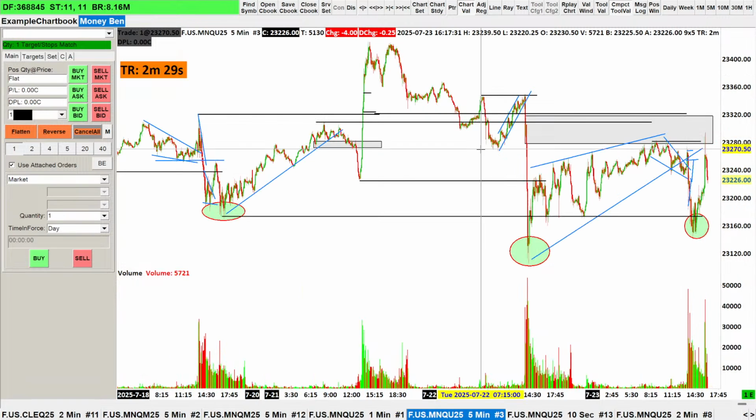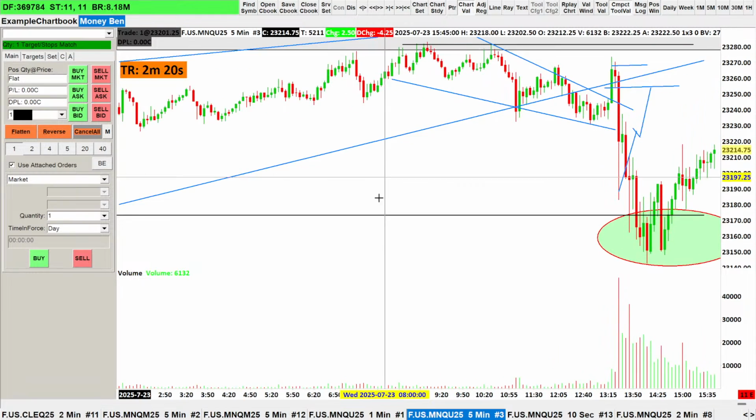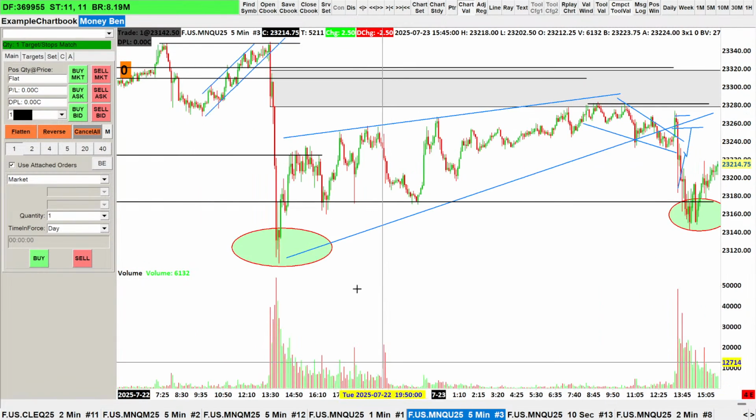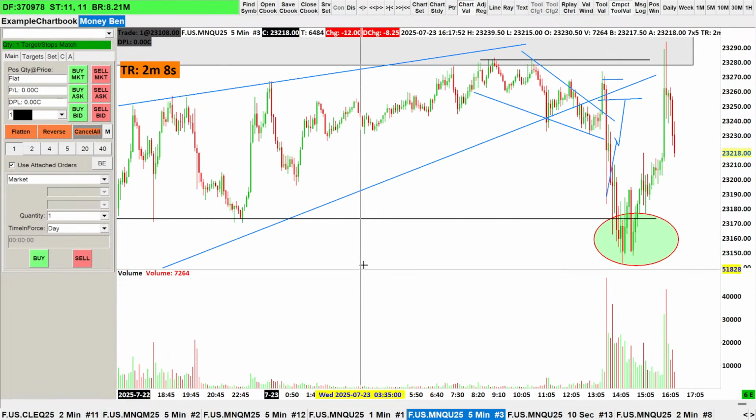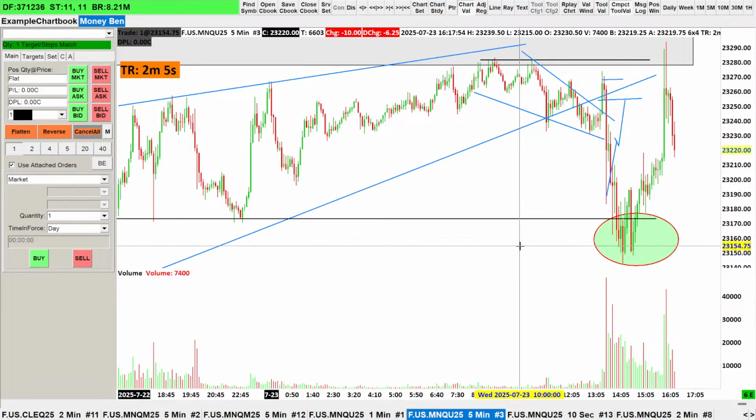Okay, we have resistance right here. We have more resistance to the left right here. So I was stalking this supply zone right here. This is the same supply zone I was telling you guys about yesterday. I was looking to actually take a trade, but we didn't get there. But today was just, you know, a long day.